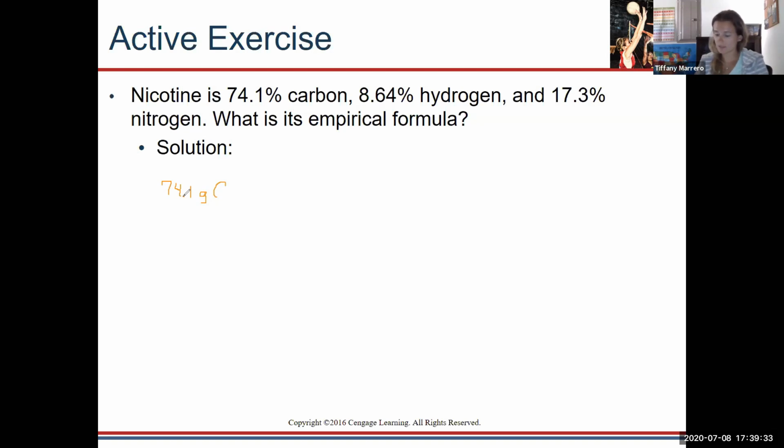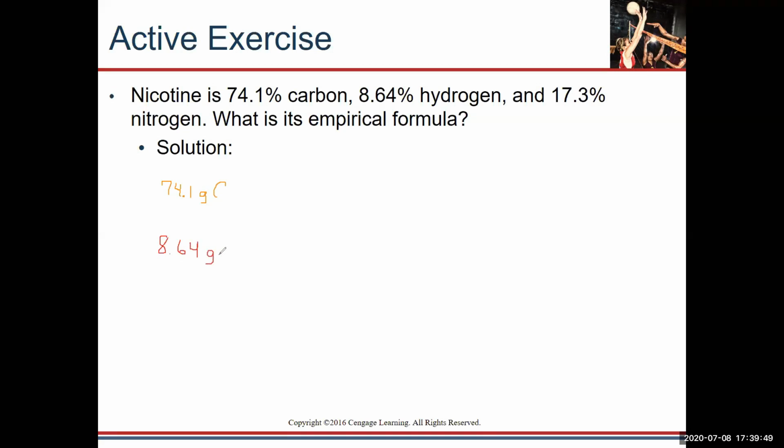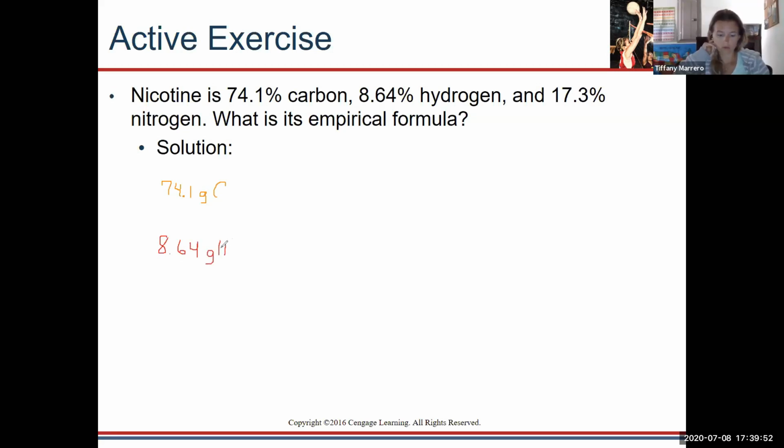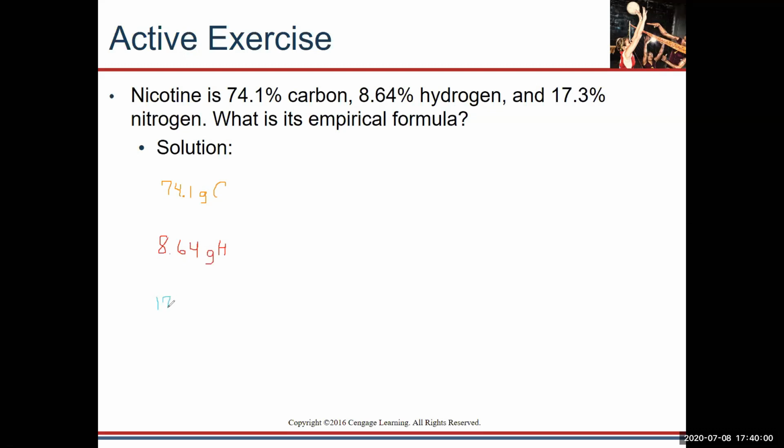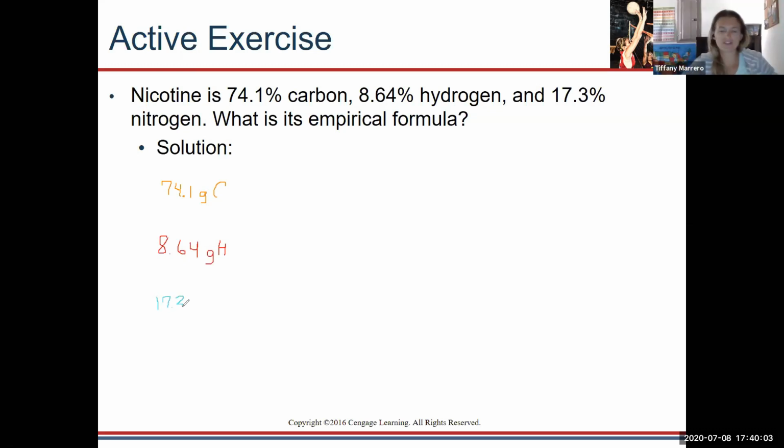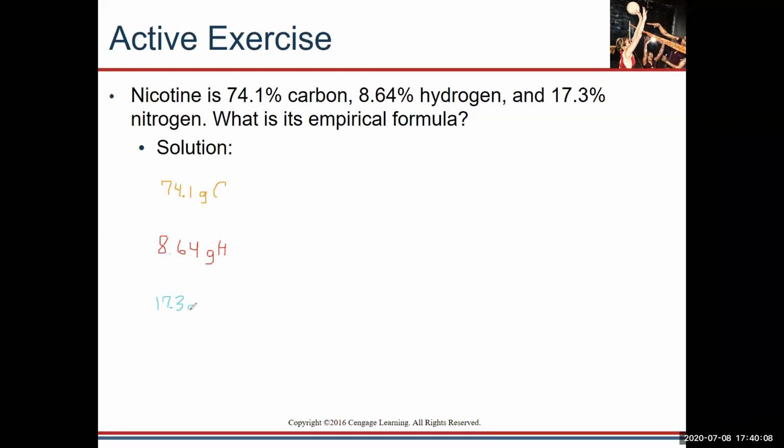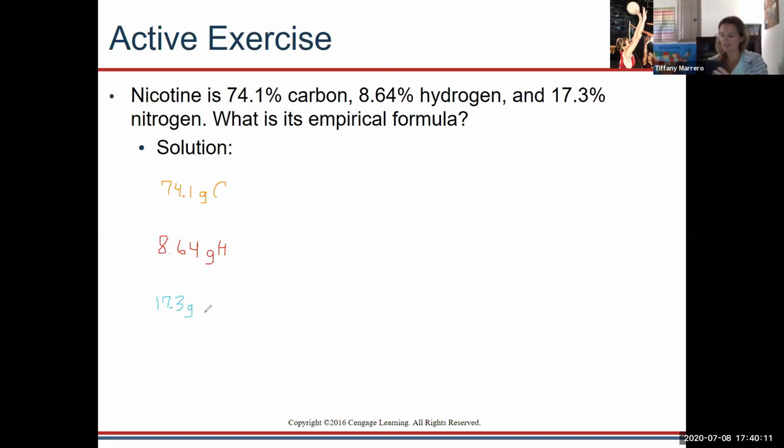Okay. And then we're going to do the same thing for everyone else. So hydrogen is 8.64 grams. And then nitrogen is 17.3, sorry. You gave him the answer. Yeah, I was like, oops. I'm getting a little bit ahead of myself. Well, you're making me feel better about myself. So I was like, did I do this right?